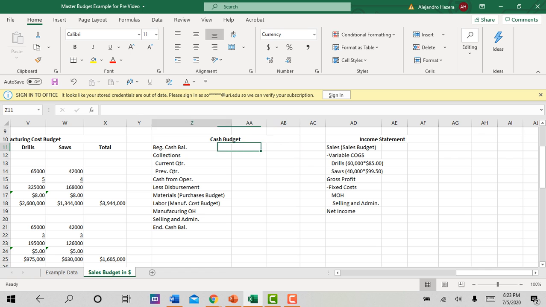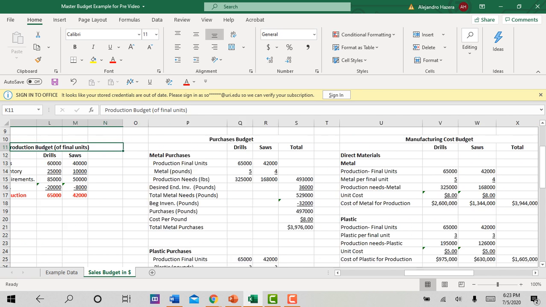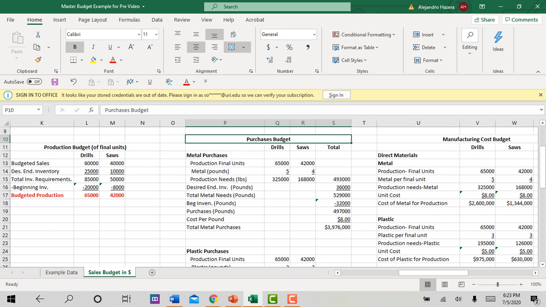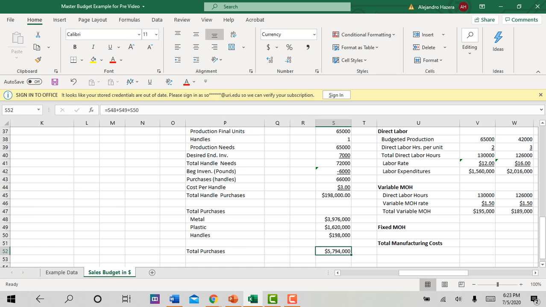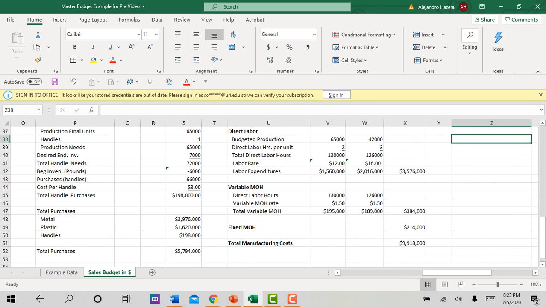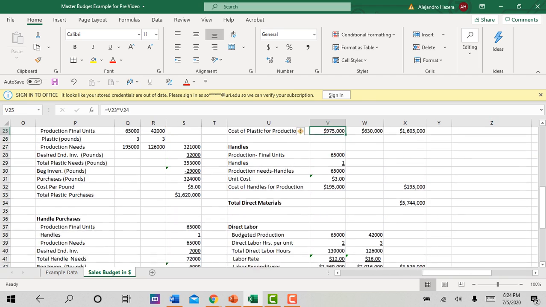In the previous sheet, I had made two rather long budgets: the purchases budget, which covers the raw materials, the direct materials that you're going to have to purchase. It turned out that you're going to have to purchase a total of $5.8 million worth of direct materials. And then, in the next budget, the manufacturing overhead cost budget.